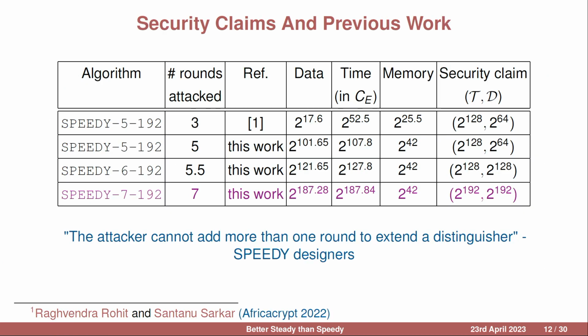There are different versions of SPD depending on the number of rounds: SPD 5, SPD 6, and SPD 7, with different security claims depending on the version. In our work, we managed to improve the cryptanalysis on every single version. But what I want to focus on today is our attack on SPD 7, because it's where we managed to break the security claims, both for time and data, and also another security claim that the authors made in the original paper, which said that the attacker cannot add more than 1 round to extend the distinguisher. In our work we managed to add 1.5 rounds for key recovery.